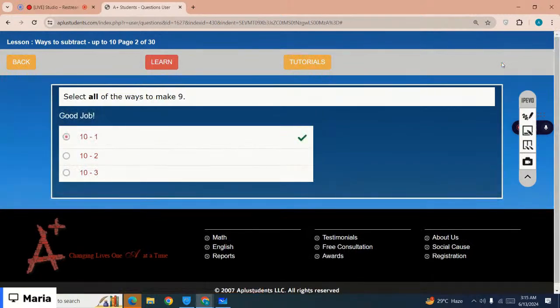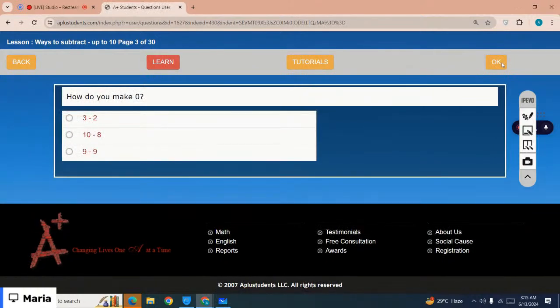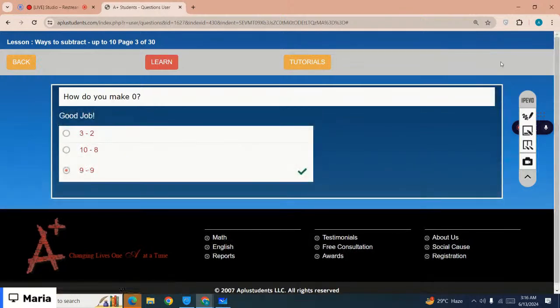Okay, the next one is how do you make 0? So which option is the correct one? You have to make 0, right? So the correct option is 9 minus 9 equals 0. Option 3 is the correct option. Subtracting a number from itself always makes a 0. So the correct option is 9 minus 9. Got it?